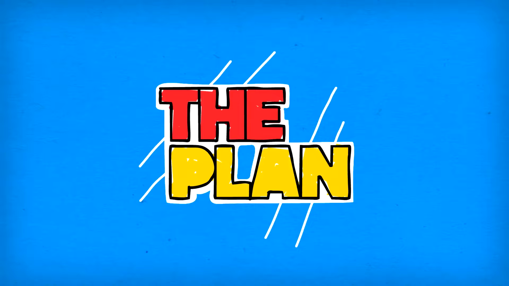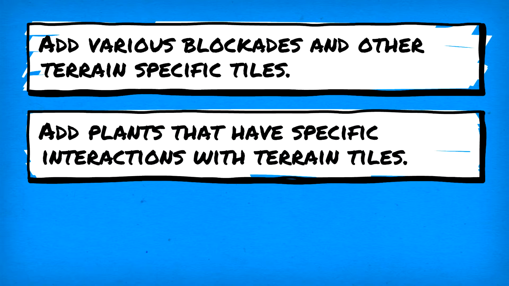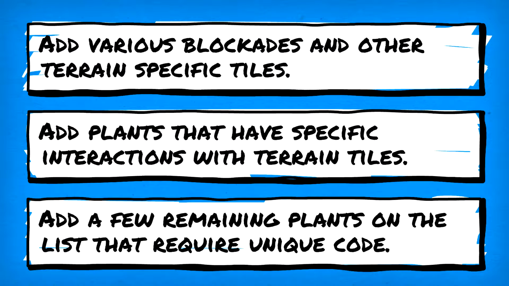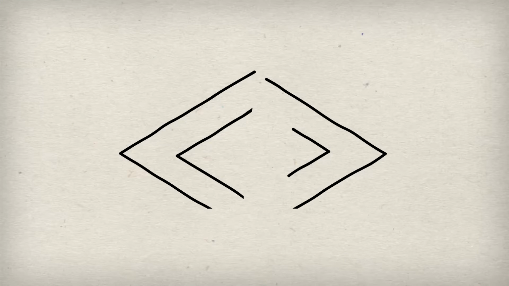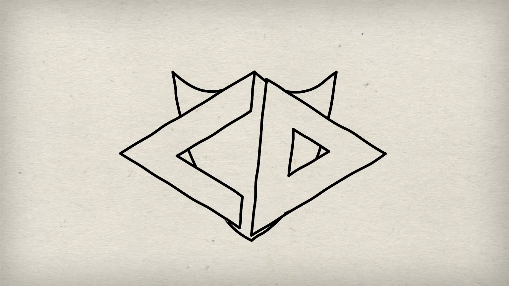But not today, because today's plan is to add a few more plants to the game. We'll mostly be focusing on terrain-specific plants, but we'll also start working on a few of the remaining plants requiring their own unique code. And if all goes well, we'll be one step closer to finally getting through adding all the remaining plants. So let's not waste any more time and get to the coding.